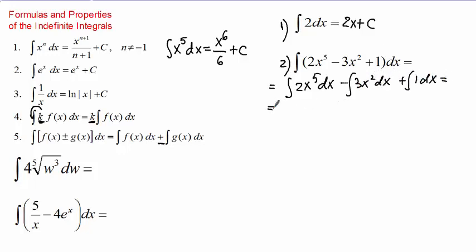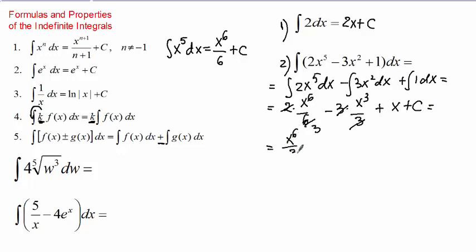And I will take 2 across the integral symbol. 2 times the integral of x to the 5 is x to the 6 over 6. Minus 3 times the integral of x squared, rule number 1, is x cubed over 3. Plus the integral of 1 is x plus c. Simplifying 2 and 6, and getting 3 and 3, the simplified answer is x to the power of 6 over 3 minus x cubed plus x plus c.